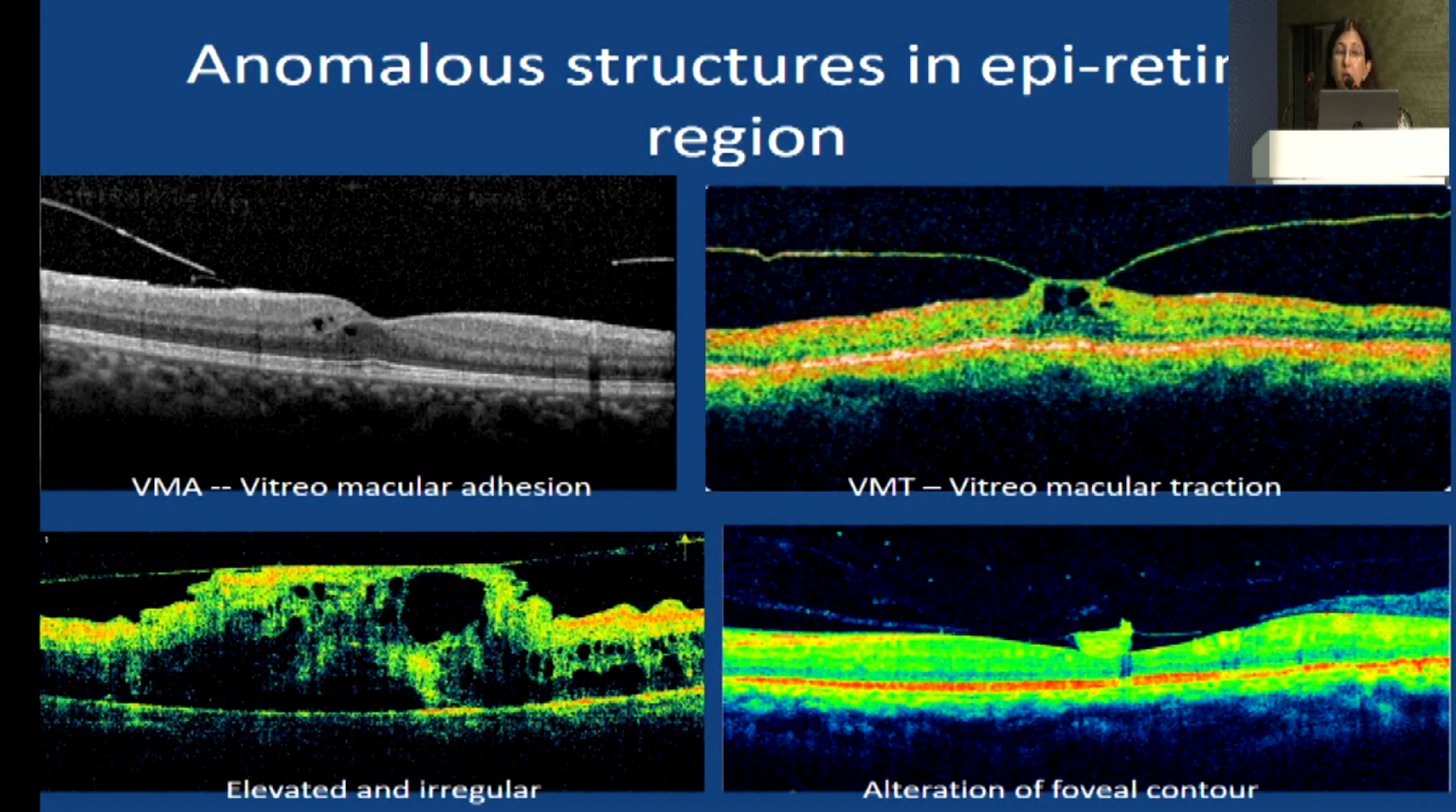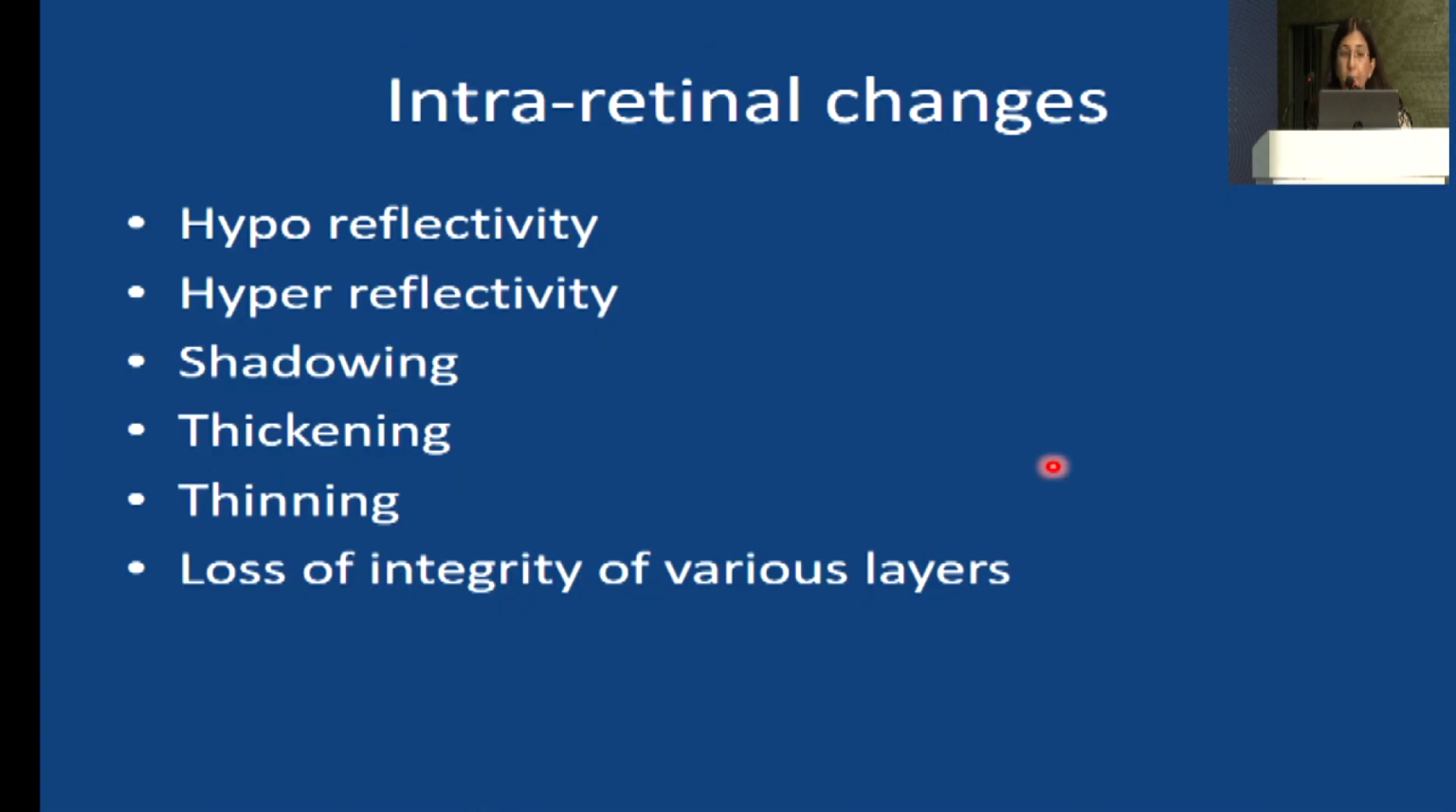The first one, you see a membrane attaching. This is called vitreomacular adhesion. And if this membrane leads to traction, then it becomes VMT, vitreomacular traction. In the third picture, you're seeing the whole of the retina being lifted up because of the traction. And in the last, this patient actually had an NVE very close to the fovea. So on the scan, it appeared like this, an alteration of the foveal contour.